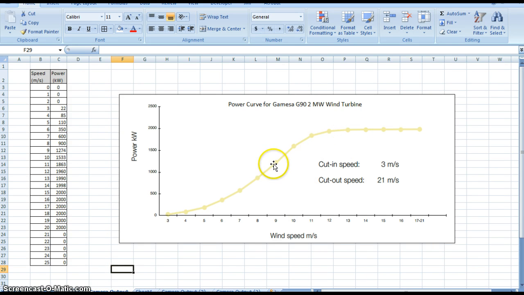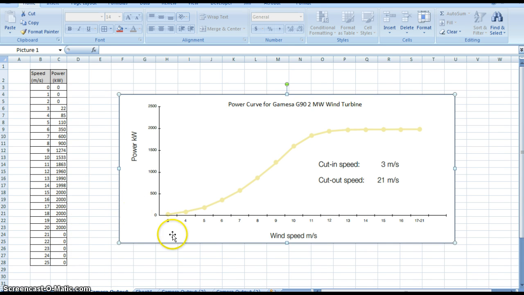So whatever the curve is for the wind turbine that you're analyzing, and these will be available if you look at the spec sheets. I found this by just Googling the Gamesa G90 2 megawatt wind turbine, found the specs, and that's where I got this power curve. So you can find this very easily for any turbine, at least in my experience. And if you have the power curve, then you have the power output at each speed.